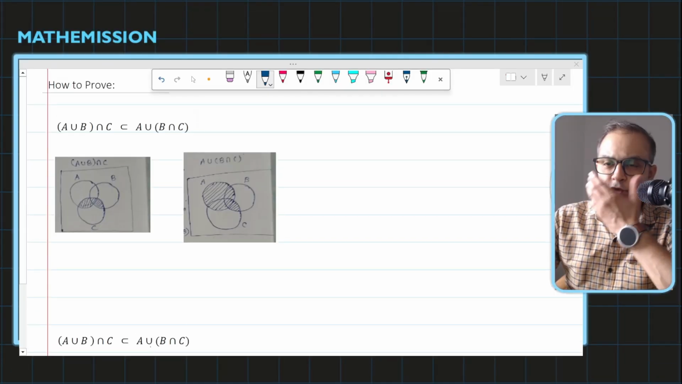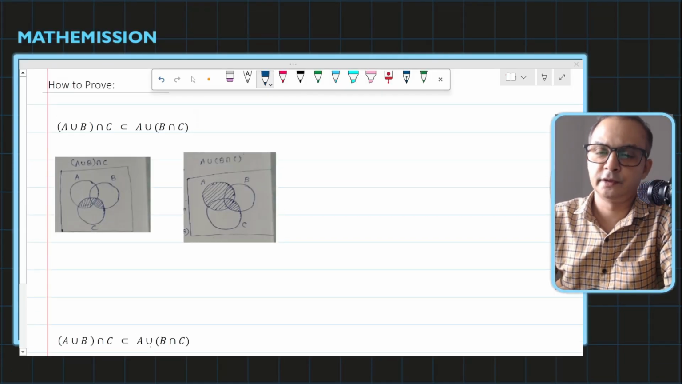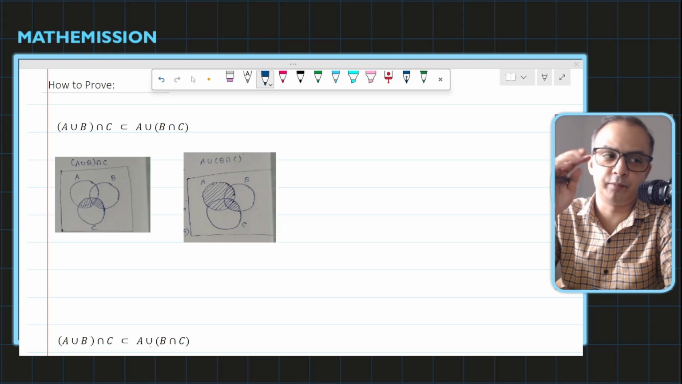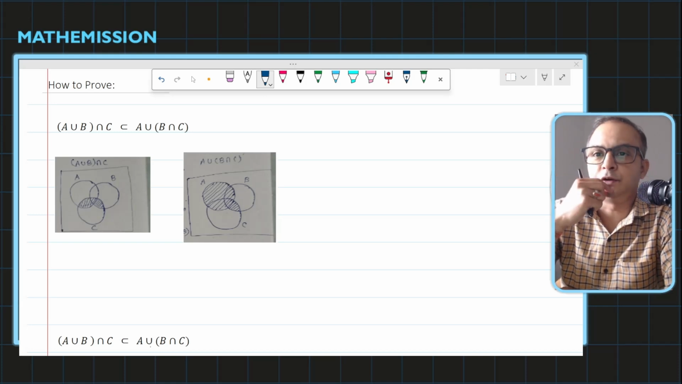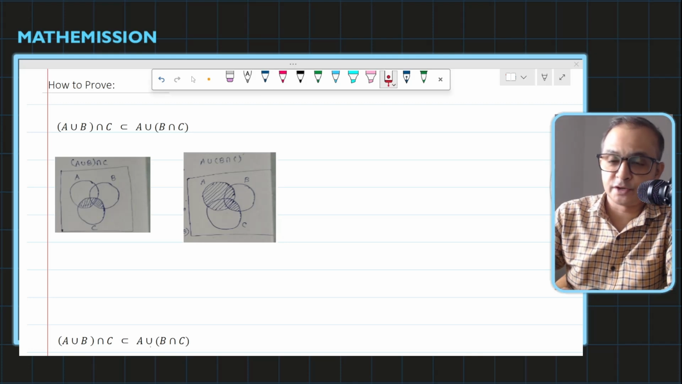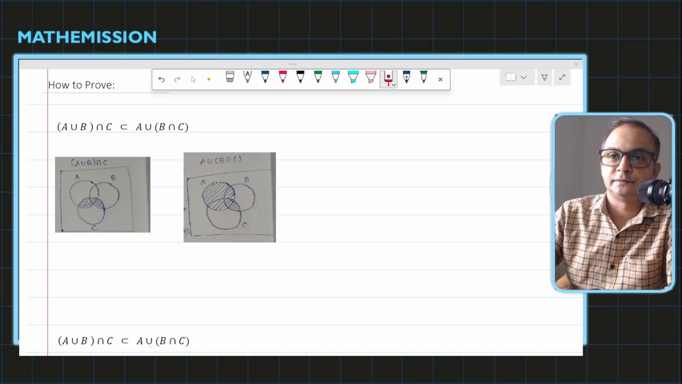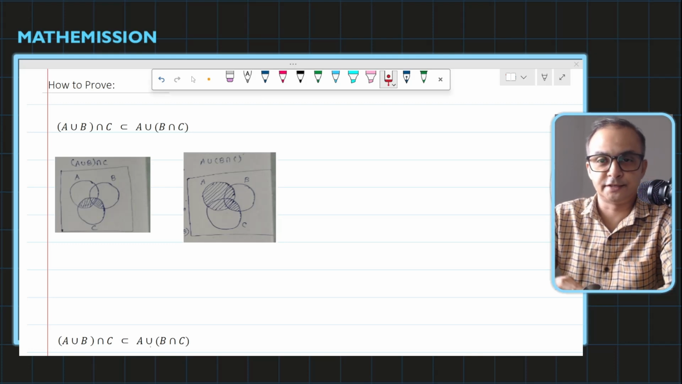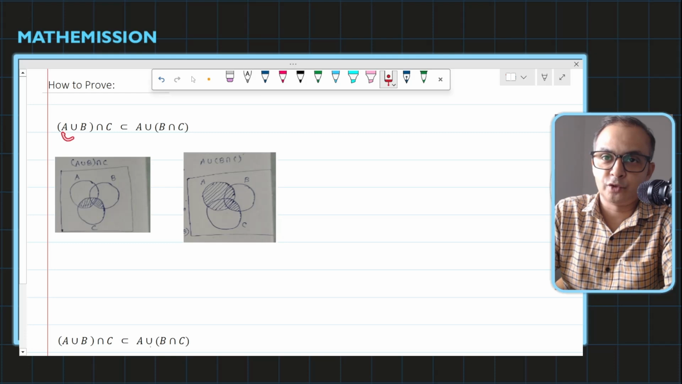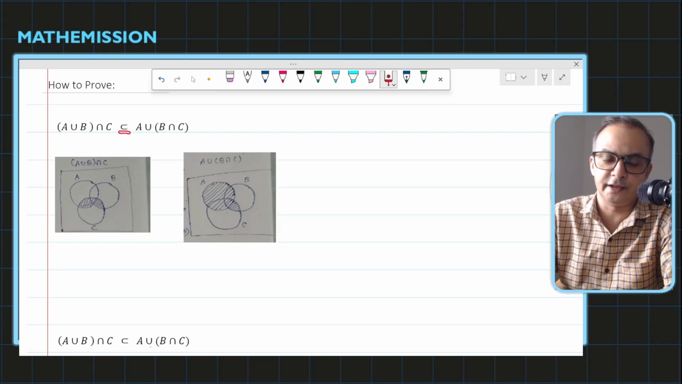So let's begin. This is the question he has sent to me, and he needs a formal proof of this statement. Maybe some students are getting confused with the formal proof and just showing the statement with the Venn diagram and all. So if I have A, B and C three sets, I have to prove that A union B intersection C is a subset of A union B intersection C. And this subset means it can be equal also. So I'm not using the equal sign there, but you have to assume that it is already there.